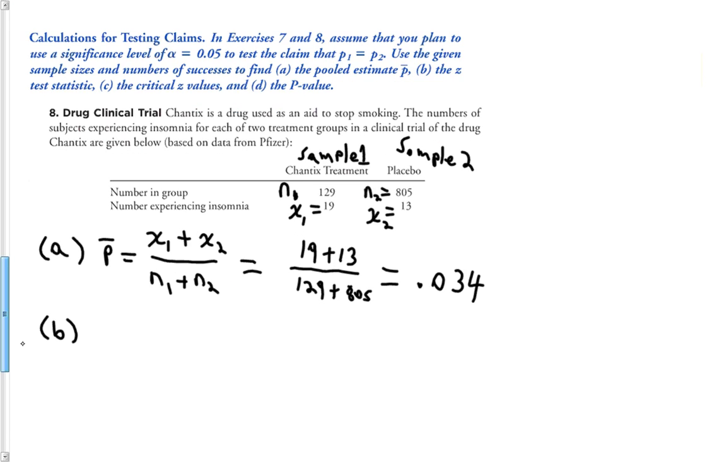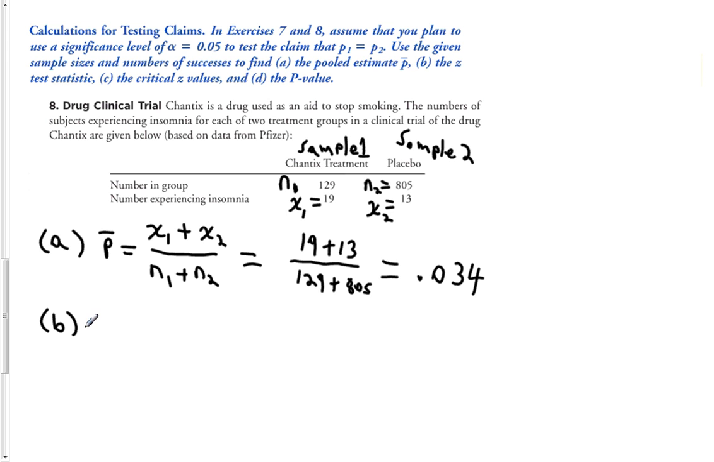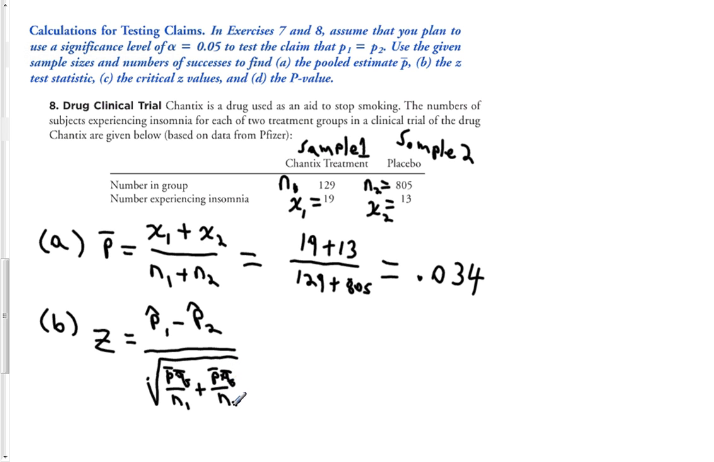All right, so let's see. Our z-test statistic, it says, is equal to p hat 1 minus p hat 2 divided by the square root of p bar q bar over n1 plus p bar q bar over n2. So let's see if we can't find these numbers. Well, let's see.